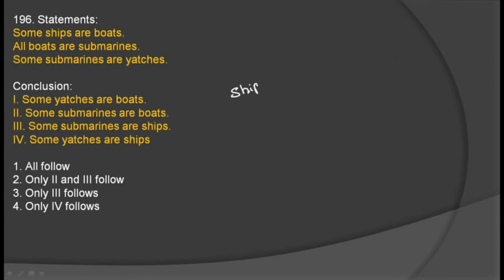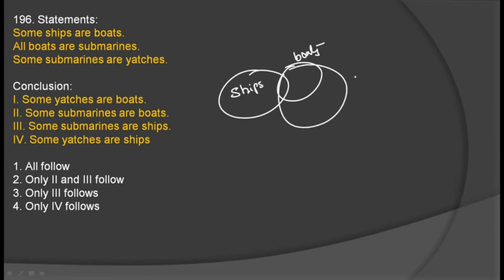Some ships are boats. All boats are submarines. Some submarines are hatches. Draw the proper diagram. Some hatches are boats. There is no direct relation between the hatches and boats. Invalid.